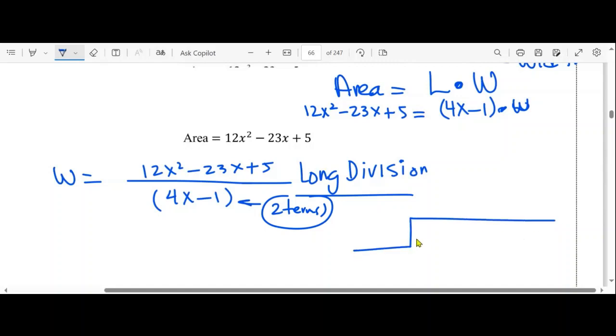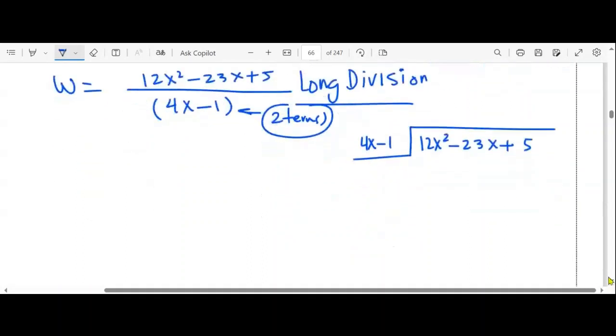Which one is the divisor? 4x minus 1. Which one is the dividend? That's the dividend. Now, let's take the first term, divide by the first term. Yes, what's the question? Can we not separate the 4x and the negative 1 and do it that way? No.